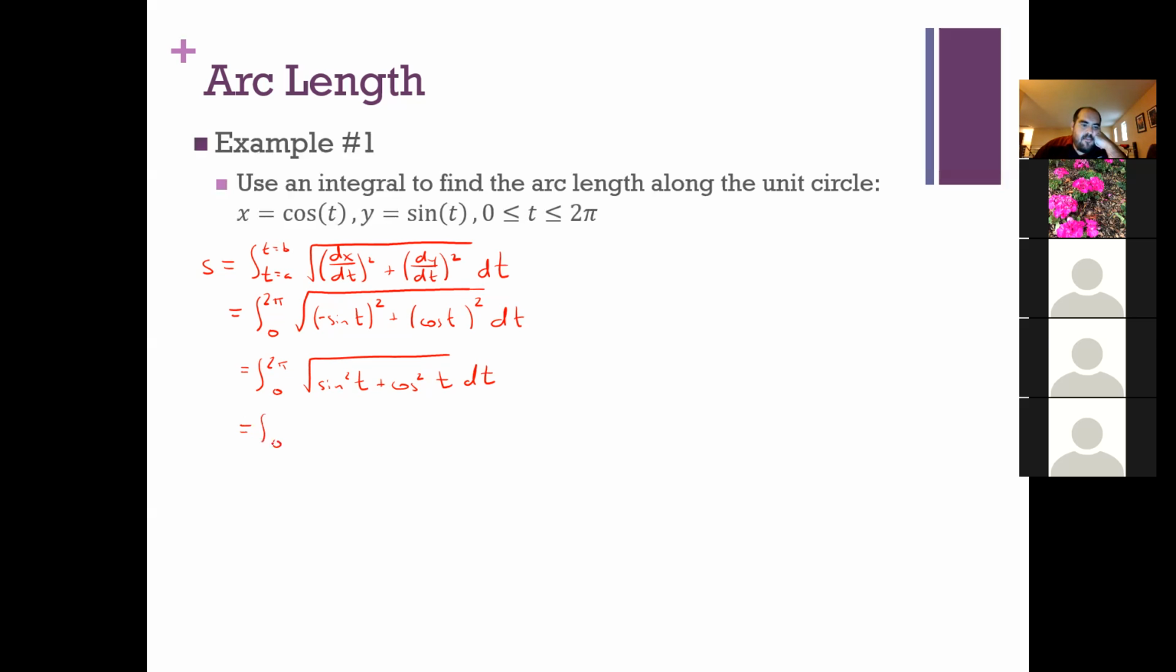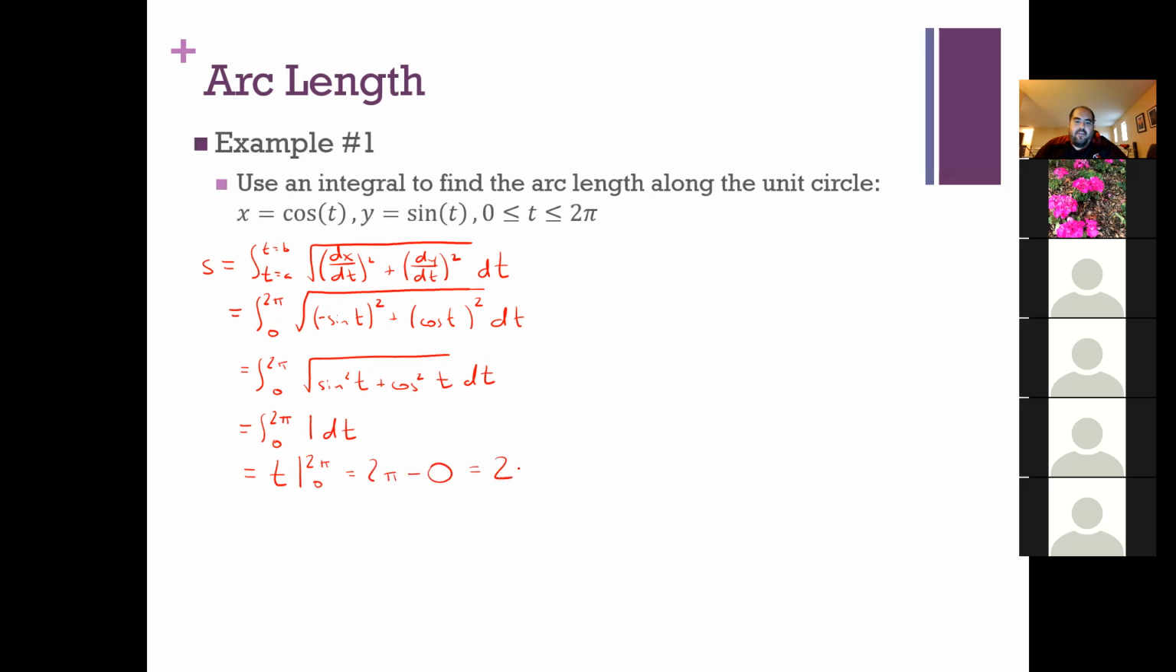All right, do you notice anything yet? Sine squared plus cosine squared equals 1. Yep, so this whole integrand, you're basically integrating 1. From there, I just get t evaluated from 0 to 2 pi, which is 2 pi minus 0, equals 2 pi. And hopefully that was the answer you expected for finding the perimeter of the unit circle. In general, we know this is true: if the radius is 1, then we should definitely get the length 2 pi. Any questions on this one? All right.